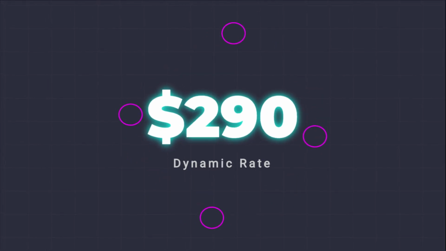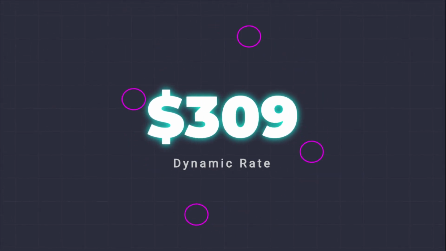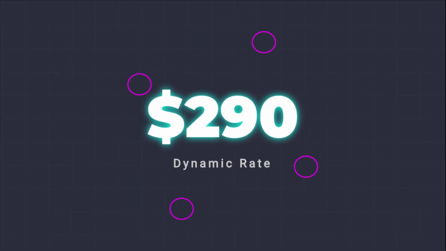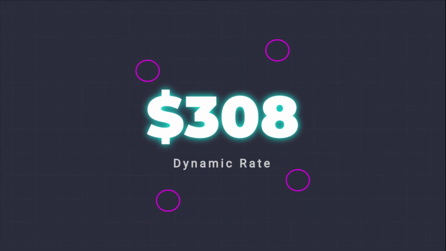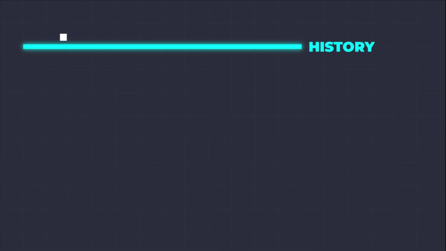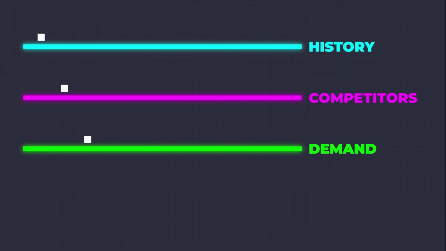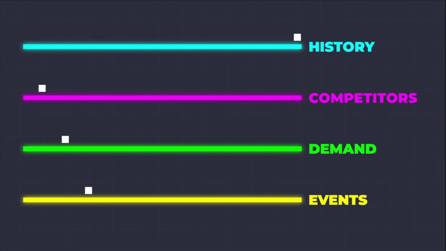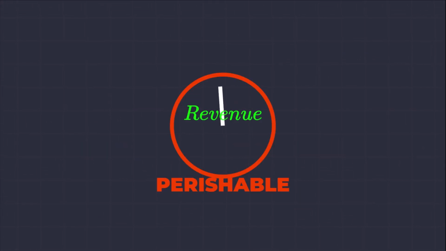That $300 rate you paid is not static. It is the result of a complex optimization problem solved in milliseconds by a revenue management system. This system analyzes historical booking pace, competitor pricing data scraped via rate shoppers, and real-time demand signals like flight load factors and local event calendars.